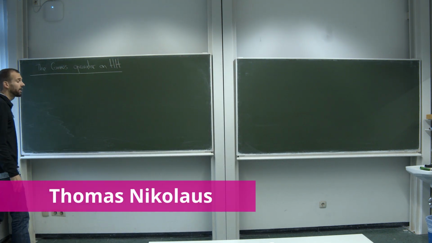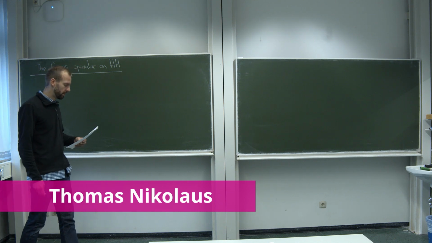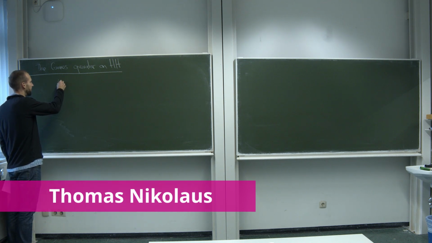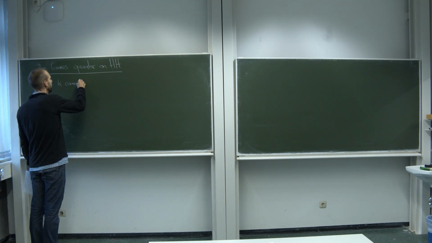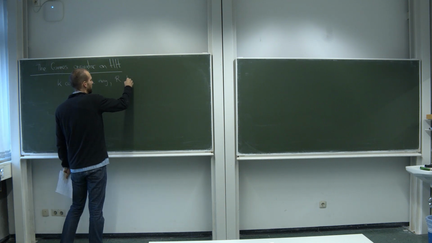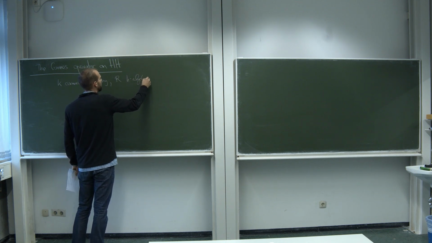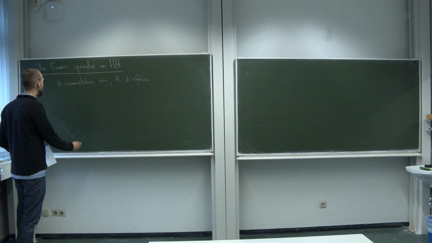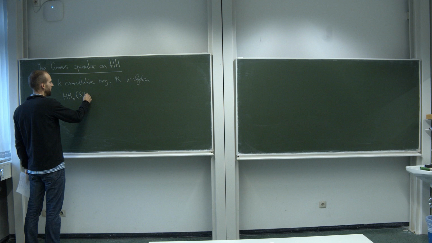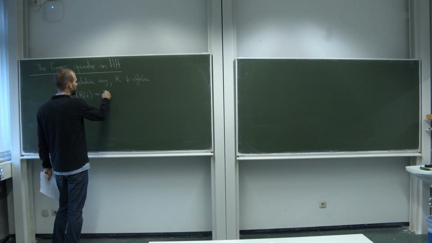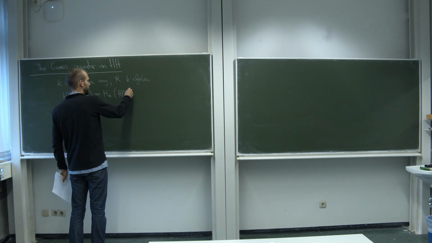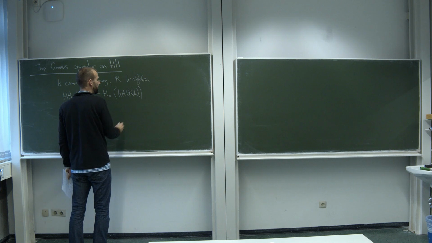So the Connes operator is an operator on Hochschild homology. Let's remember that Hochschild homology was defined in the following setting. K is a commutative ground ring, and R is a K-algebra. Then the Hochschild homology groups, HH_*(R relative K), were the homology groups of the Hochschild chain complex, which was denoted HH(R relative K).